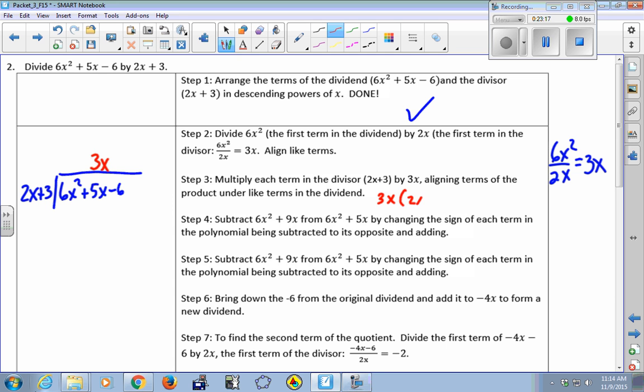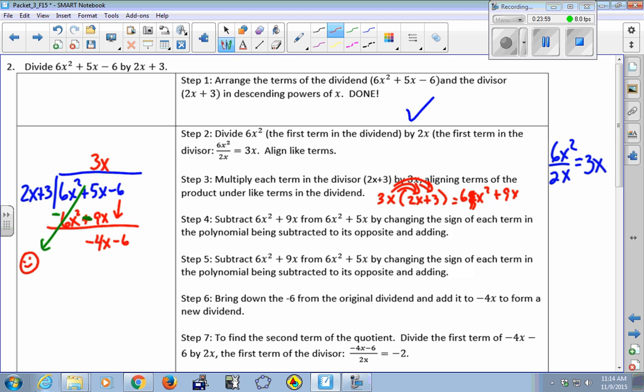3x times 2x plus 3 gives me 6x squared plus 9x. 6x squared plus 9x, and I write that just below here. And now I have to subtract both of them. Change the signs of both terms. So that becomes a minus and that becomes a minus. That goes, oops, that should be 6x squared there. So that becomes the 0. 5x, take away 9x gives me negative 4x. I bring down my next place, minus 6.